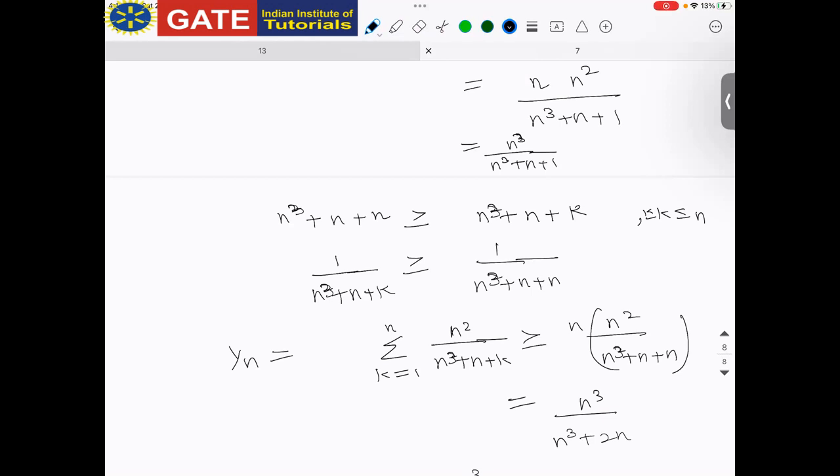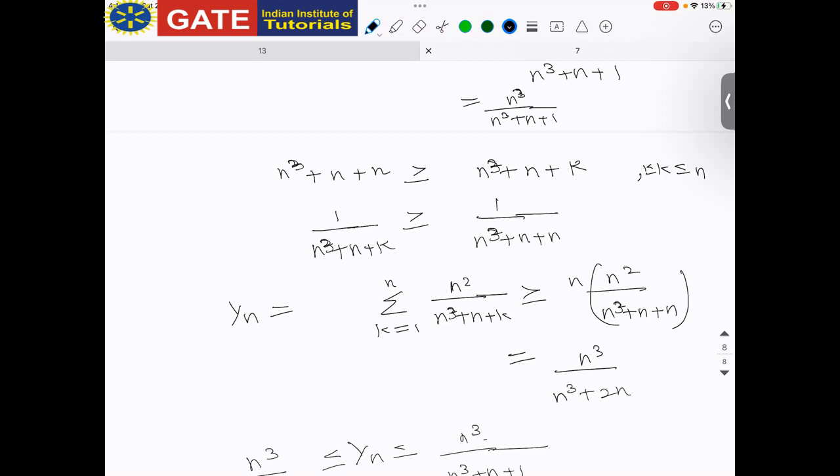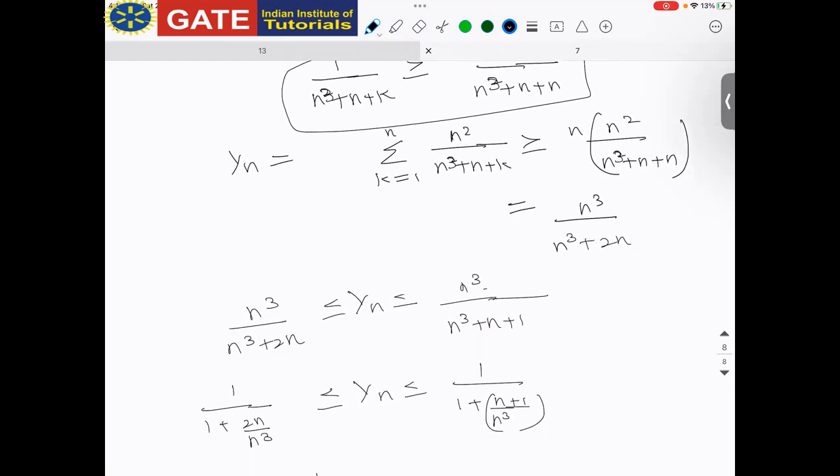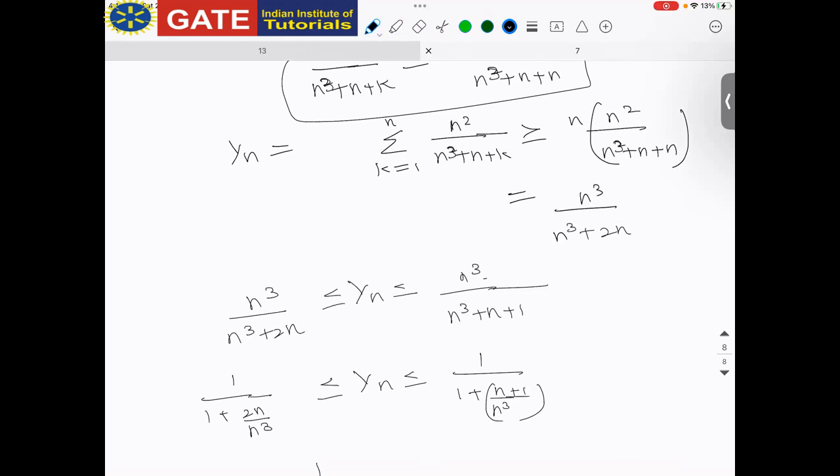So this is greater than or equal to n plus n. Just a second. From the above inequality, yes, this one. Correct. Yes, n cube by n cube plus. Just scroll down. Cube by n cube and one by. Yeah. Thank you.